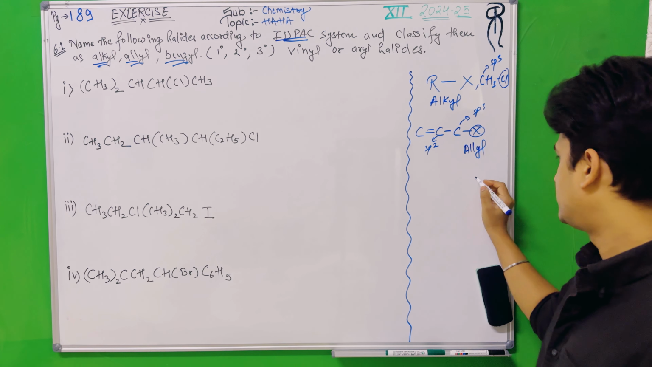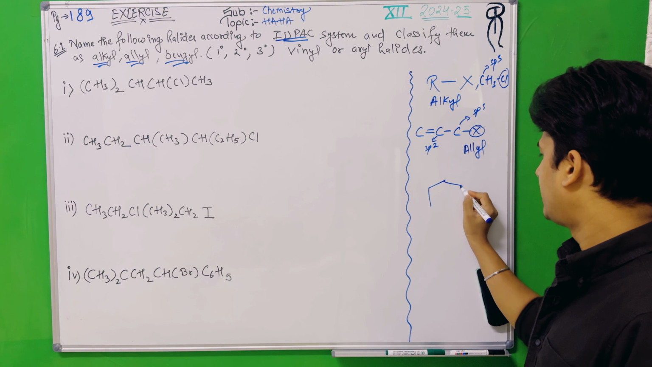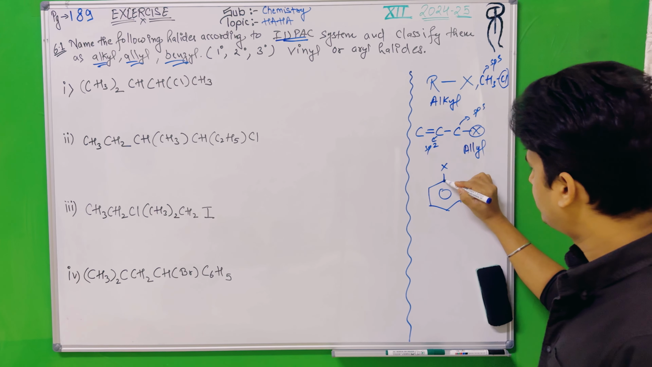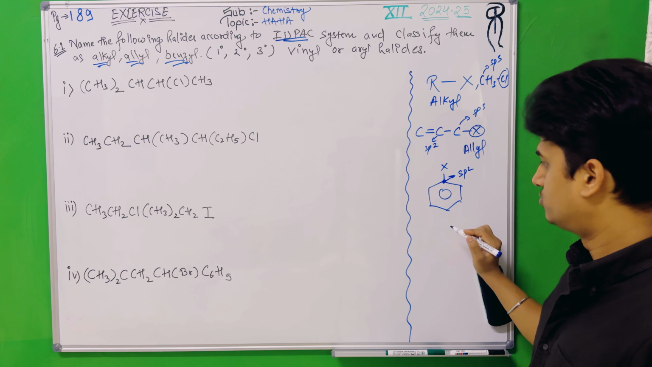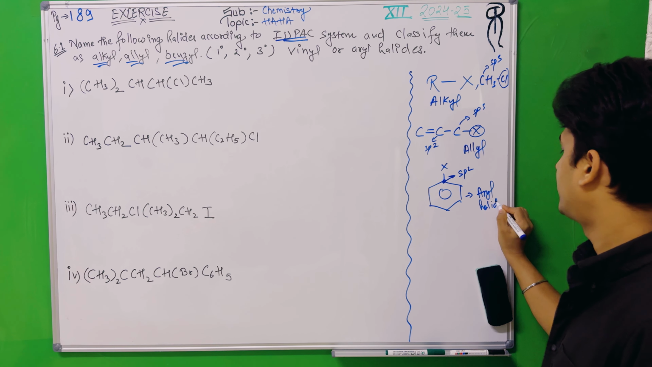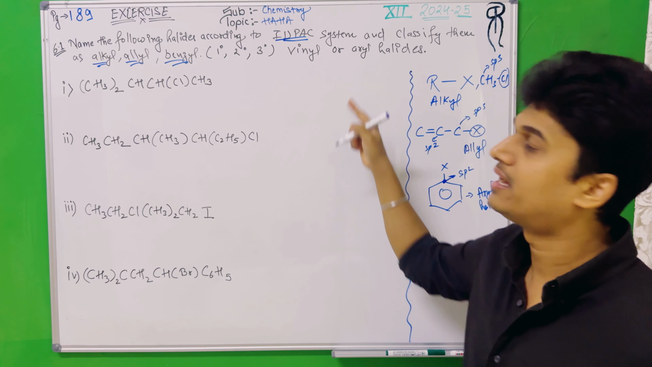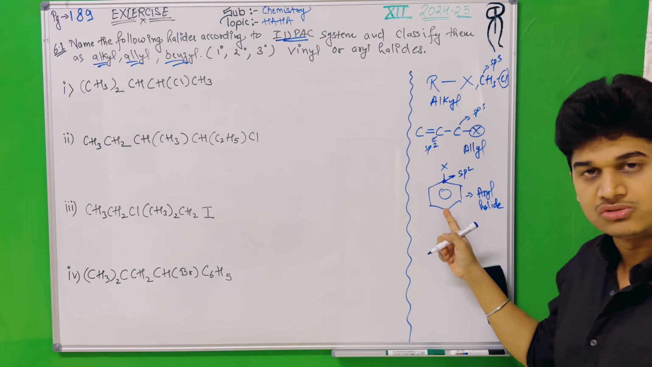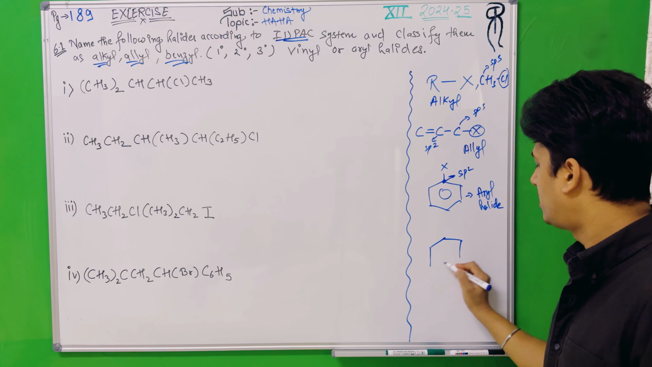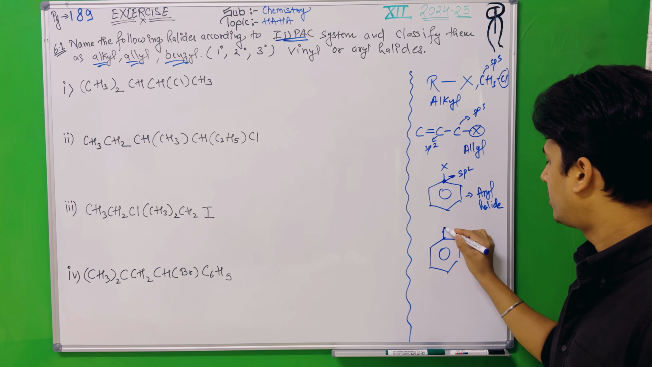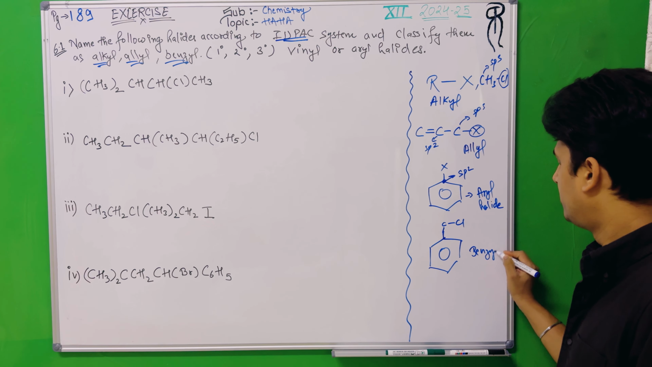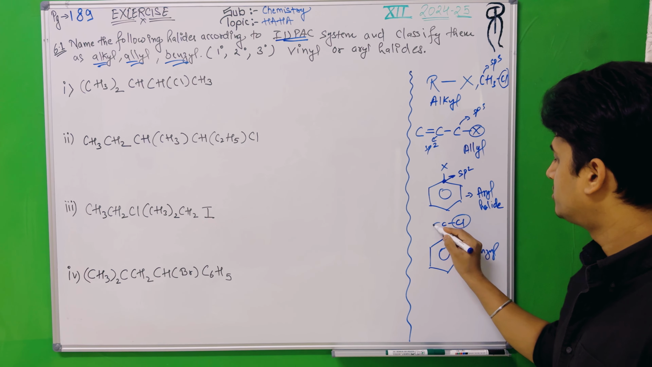Okay, next is benzyl. Benzyl should have a benzene ring, but it should not be attached directly to the halogen. If it is directly attached to the halogen, this carbon becomes sp2, and this becomes your aryl halide, not benzyl halide. Students get confused between benzyl and aryl. If the halogen is directly attached to the benzene ring, we call it aryl halide. However, if the benzene is attached to the halogen with the help of a carbon, then we call this benzyl, because the carbon which is attached to the halogen should be sp3.